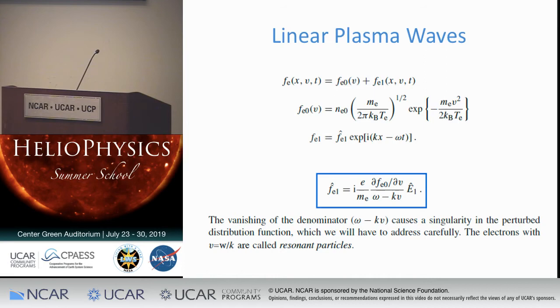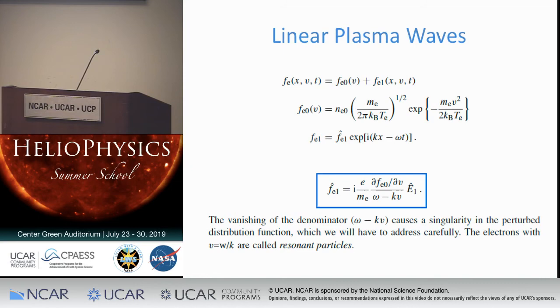Why is it called a resonant denominator? Imagine this is a Maxwellian, and it's got a whole range of velocities. So v covers a whole range from minus infinity to infinity. If you have a wave with a phase velocity omega over k, then the particular velocities which resonate with that wave, that's called wave-particle resonance.